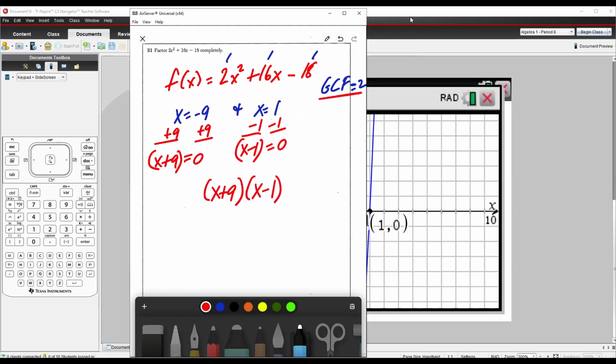And then the only thing you need to do is if it has a GCF, put it out front. That is the factored form for this trinomial. All right, that's it. That's how you do it. You make it into a function, you find the GCF, and then you find the zeros and flip the signs to make factors, and then you're done.